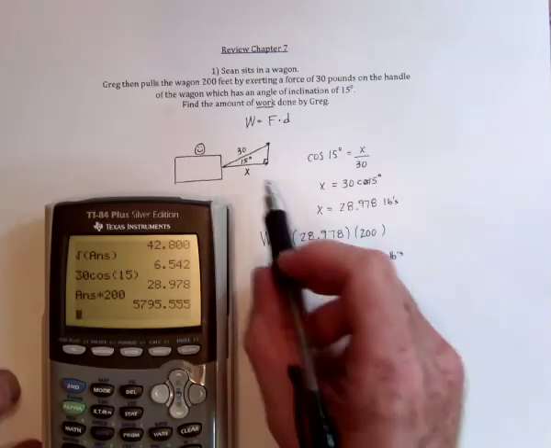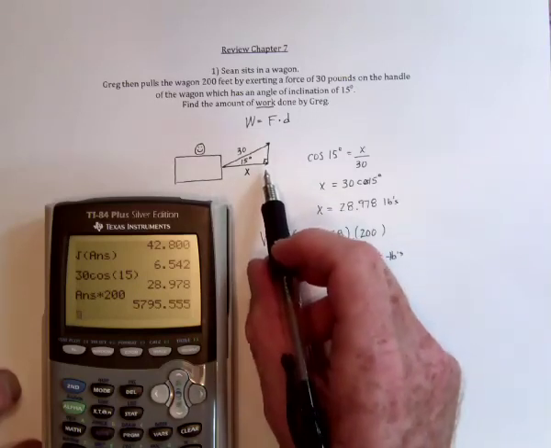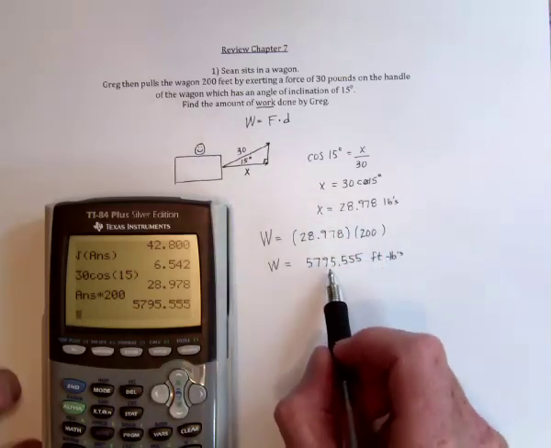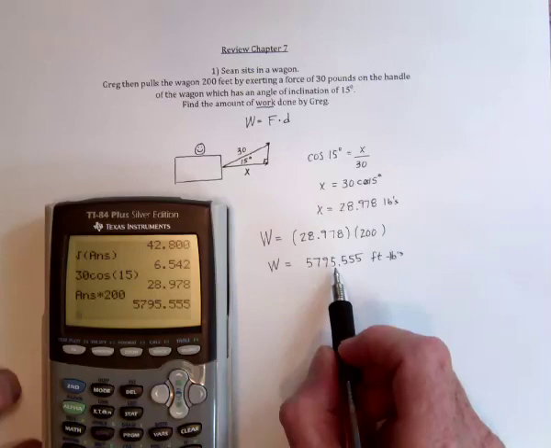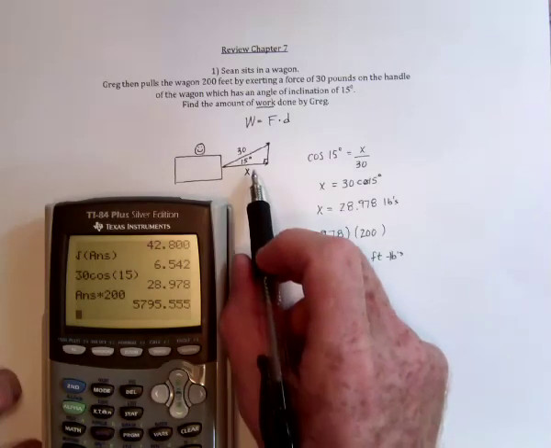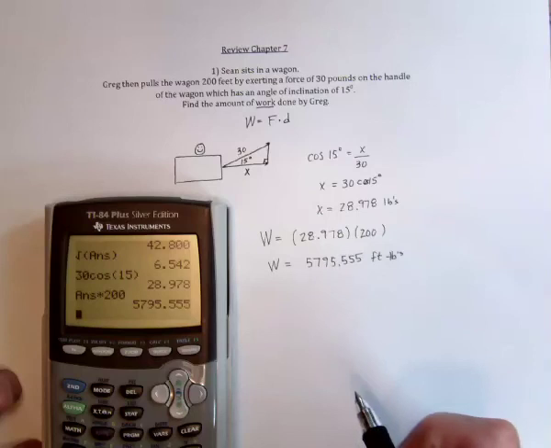So in other words, the amount of work done by pulling this wagon 200 feet is the equivalent of carrying 1 pound 5,790 feet. So you can take 1 pound and carry it for about a mile, or you can pull this kid about 200 feet, and they're both the same amount of work.